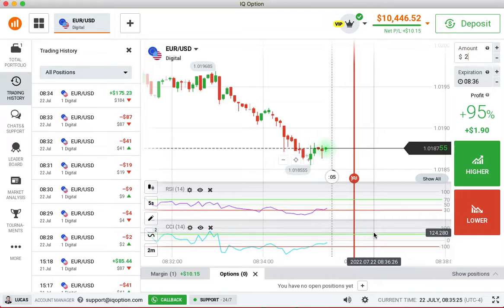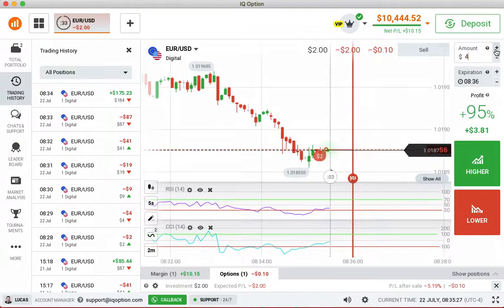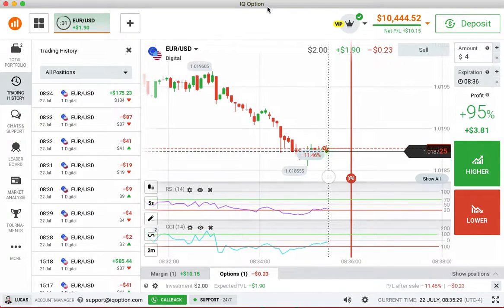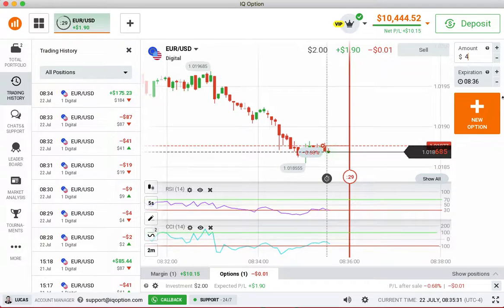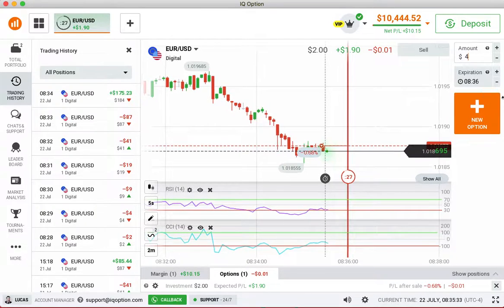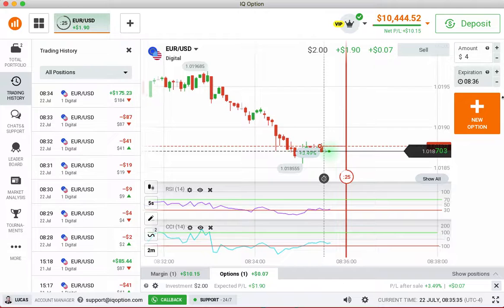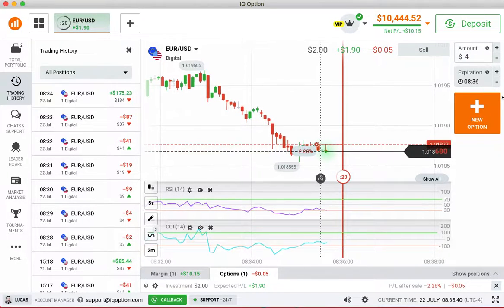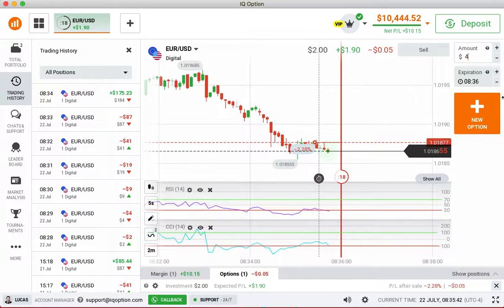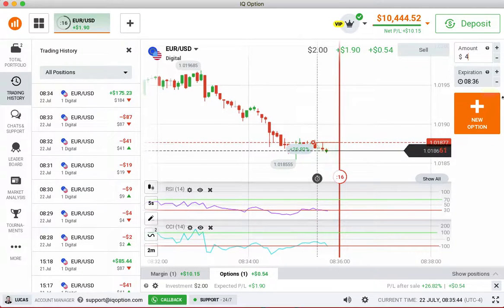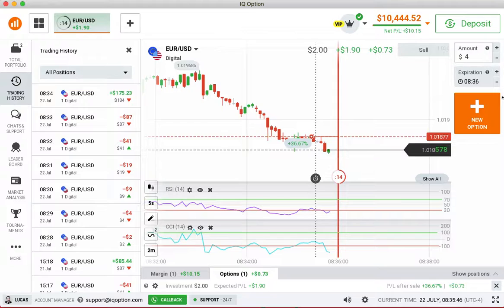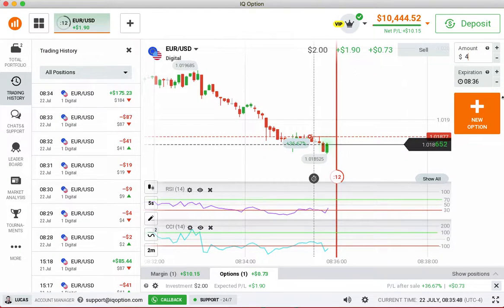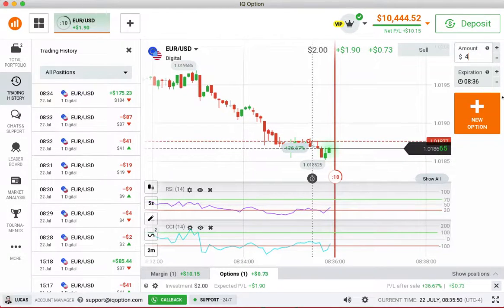So here we sell for 2, and then we up it to 4. And we wait, right? Simply 1 second at a time, 1 minute at a time, 1 hour at a time, 1 day at a time, right? This is infinite trading method.